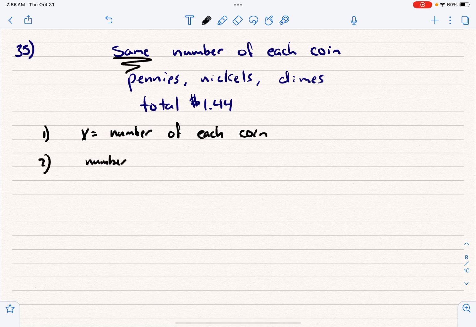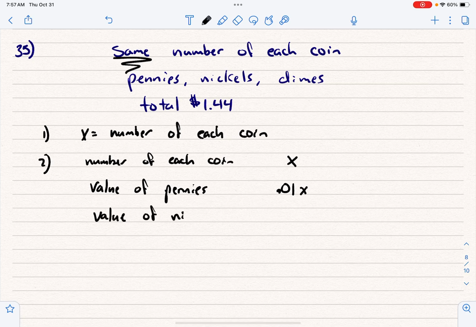The number of each coin, excuse me, is X. And let's see here. Then we got to start thinking about the value. The value of the pennies is going to be 0.01 times X. And the value of the nickels is going to be 0.05 times the X. And the value of the dimes is 0.10 times X. Okay, that's the actual monetary value of each one of those coins.